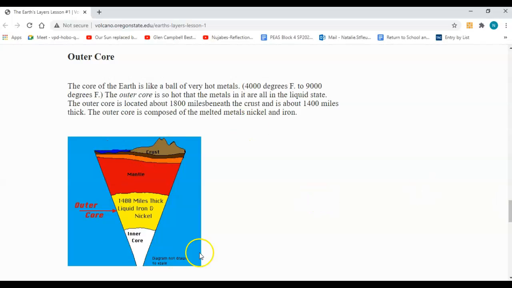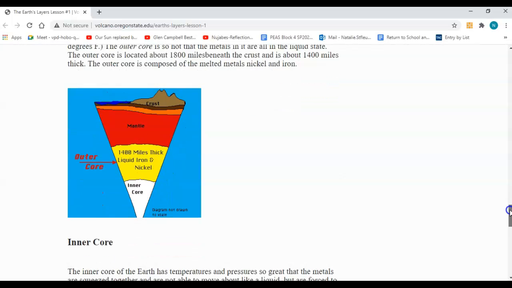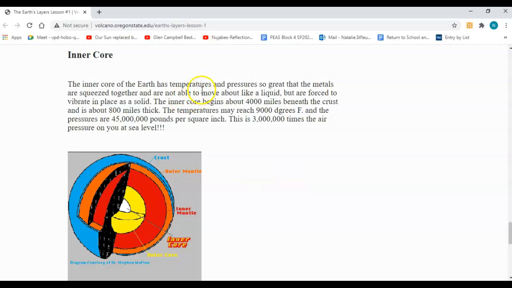All right, here we have the diagram for that. So take a moment to study that. What do you notice? What does it make you think or wonder? If you need more time to study the diagram, please pause the video. Now we're on our last layer, the inner core.